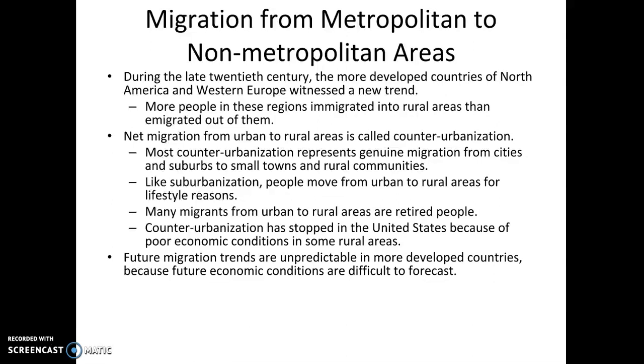And so future trends are very unpredictable in more developed countries because future economic conditions are difficult to forecast, so they're not sure what is going to happen. But we can see that cities in the South, like Atlanta, Orlando, Miami, cities in Texas like Dallas, cities like Phoenix, Santa Fe, San Diego, all of these cities in the south have seen substantial growth as people have moved from the north to the south as part of this regional trend.